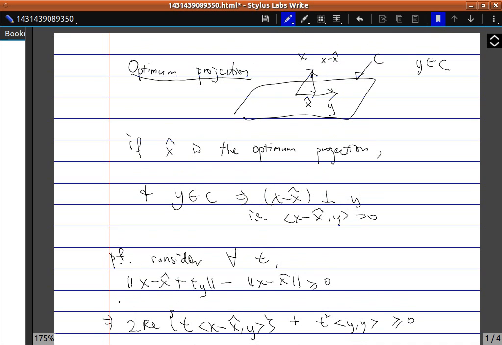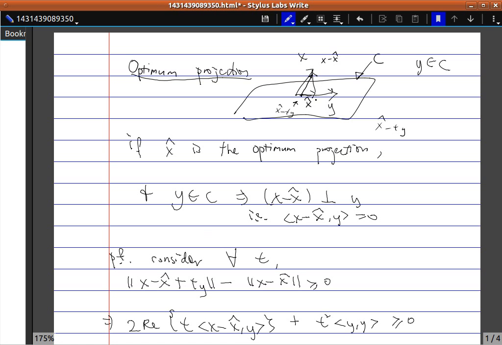So the proof is very simple. Let's consider any scalar t, and let's say I have x hat deviate from x hat to x hat minus ty. I can imagine this is y, and this is x hat minus ty, and the new error will be x minus x hat plus ty.